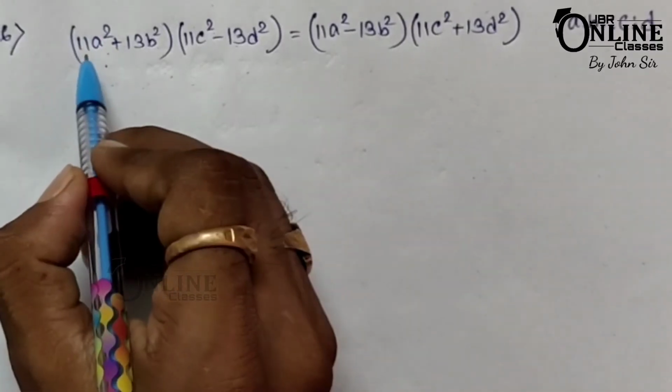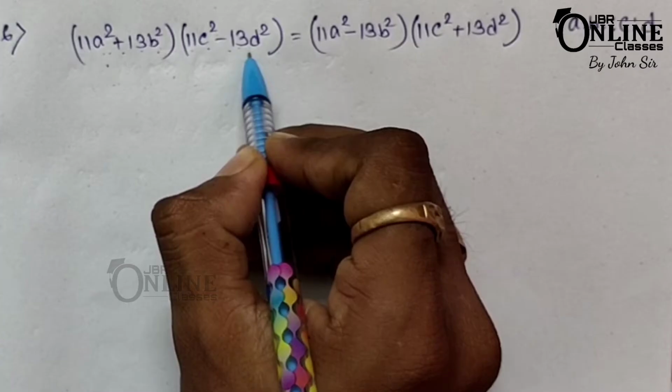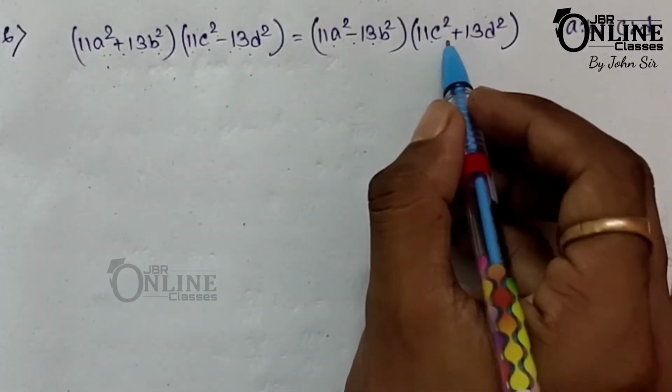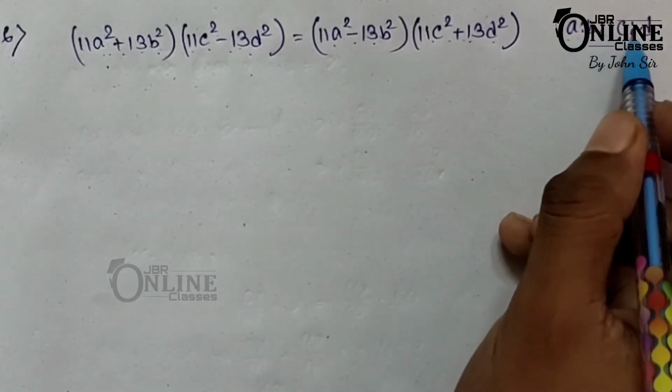Here in sum number 6: (11a square plus 13b square) multiplied by (11c square minus 13d square), and (11a square minus 13b square) multiplied by (11c square plus 13d square), and you have to prove that a is to b proportion c is to d.